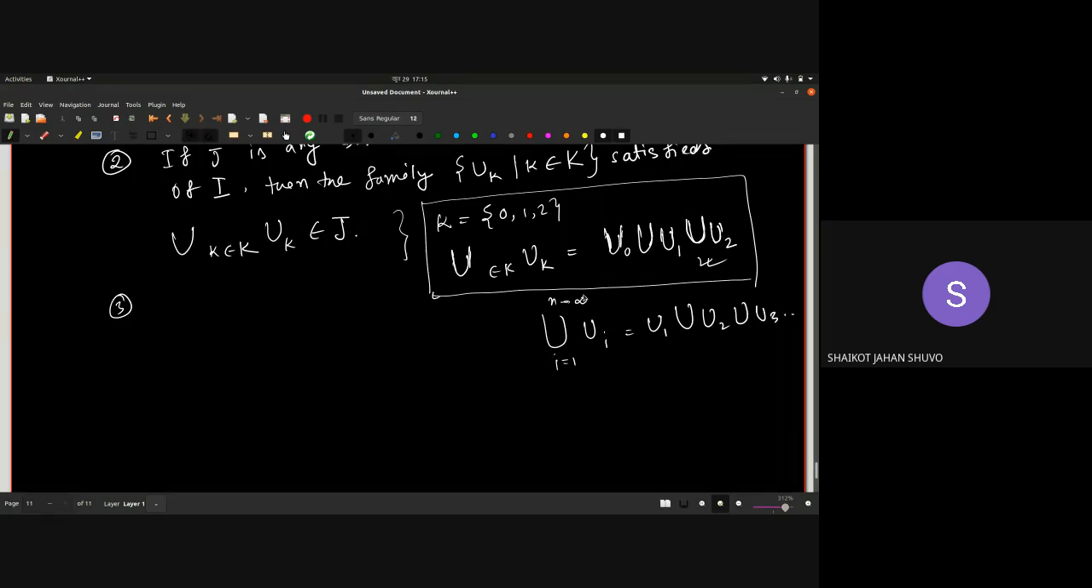And the fact that an arbitrary union of open sets is open, if I recall correctly, you can prove this by using De Morgan's law. But we are not going to prove that in this course. So yeah. Anything else?